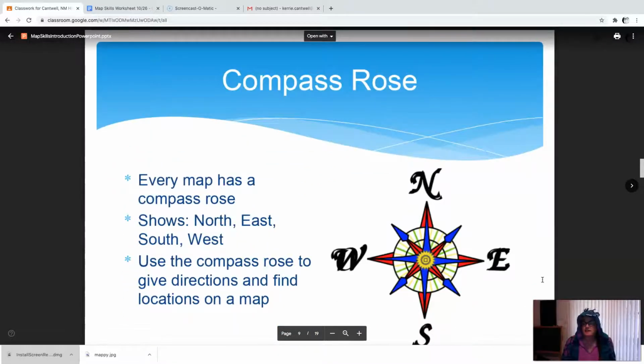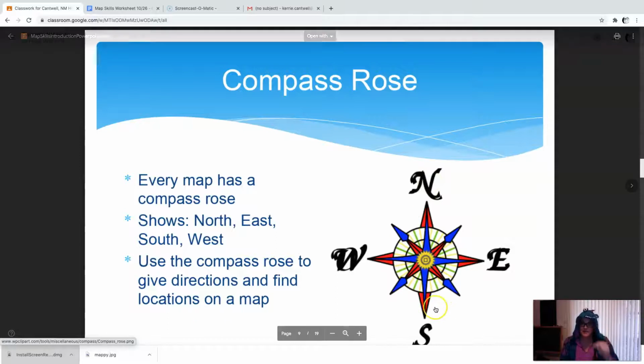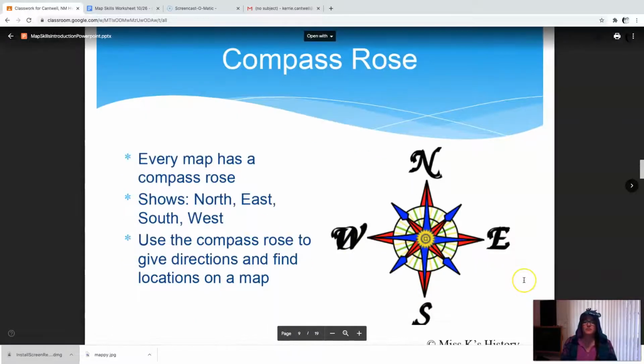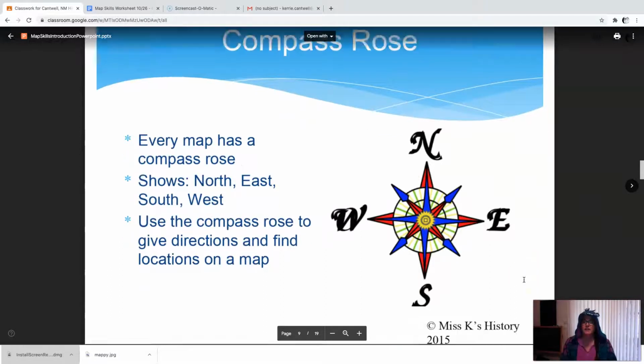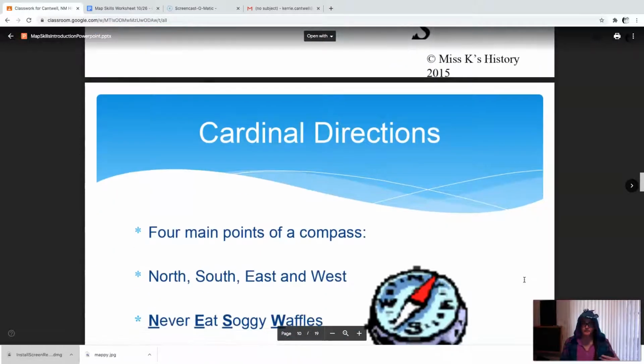Compass rose. Every map has a compass rose. North, south, east, and west. North looks like it's going up. South looks like it's going down. East always looks like it's going right. West always looks like it's going left. So you use the compass rose to give directions and find locations on a map.